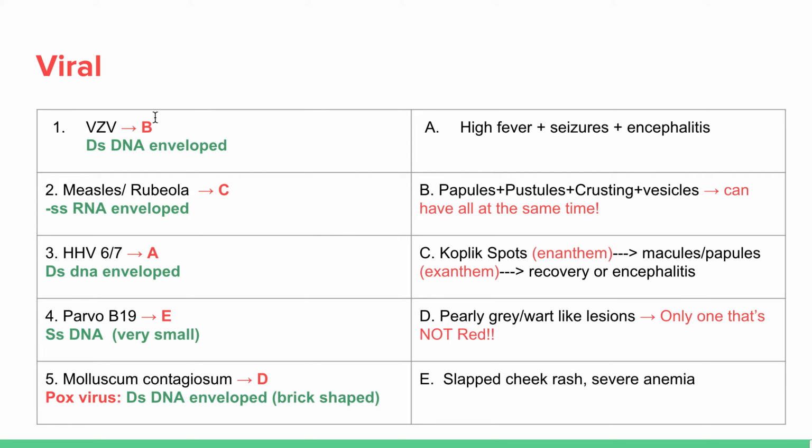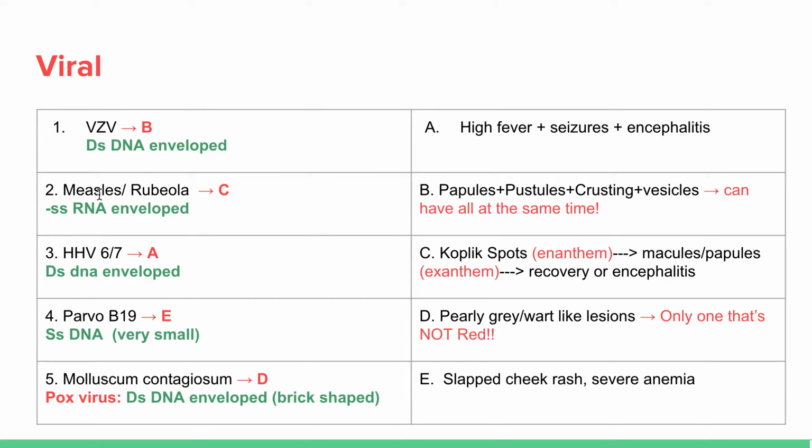Okay, so VZV is our varicella, right? Yes, so VZV is our varicella zoster. It's a double-stranded DNA enveloped virus, and we're going to see our papules, pustules, crusting vesicles all at the same time, right? So that kind of gives away your varicella zoster.